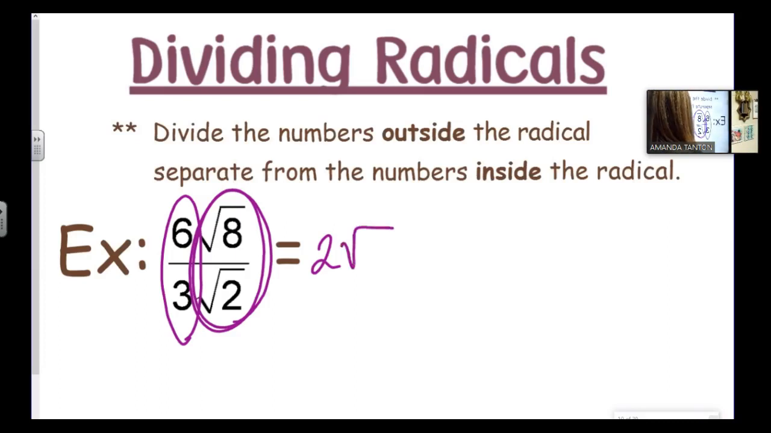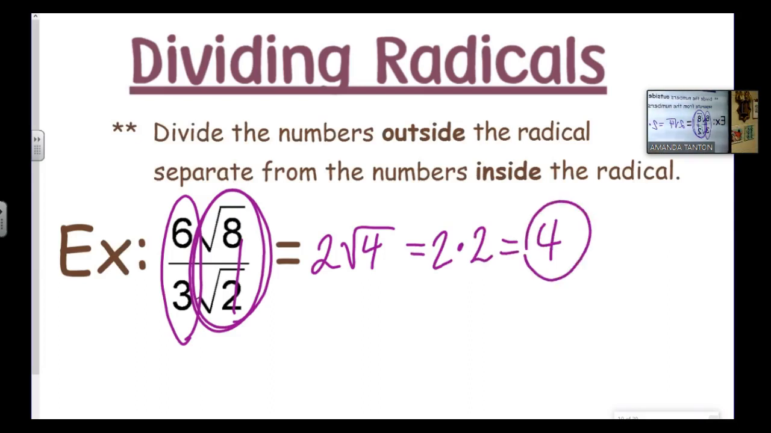8 divided by 2. Well, let's write the middle step. 8 divided by 2 is 4. So now we're not done. What is the square root of 4? 2. Whoa! So 6 root 8 divided by 3 root 2 ends up being plain old 2. 4 is a perfect square, and that's why the radical went away. That's why from here to here we got 2, because the square root of 4 is perfect. We didn't need to factor tree it because it's one of our perfect squares that we have memorized.